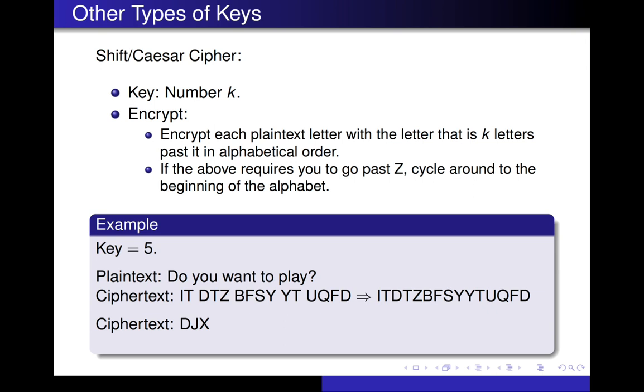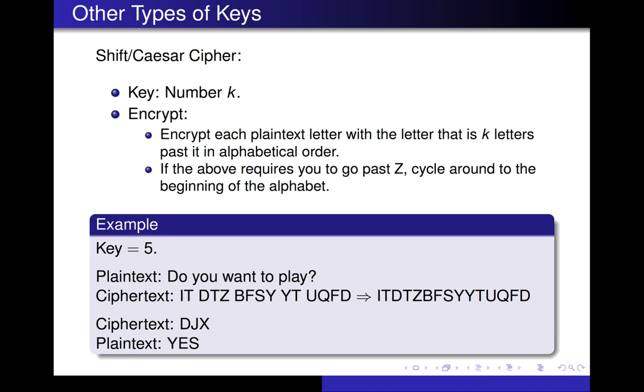For J, we just have to go backwards 5. So J is I, H, G, F, E, right? That's going back 5. So we get Y and then E. And then for X, we go back 5. So X goes back 1 to W, then V, then U, then T, then S. So that decrypts as Y, E, S. And so I guess they want to play.